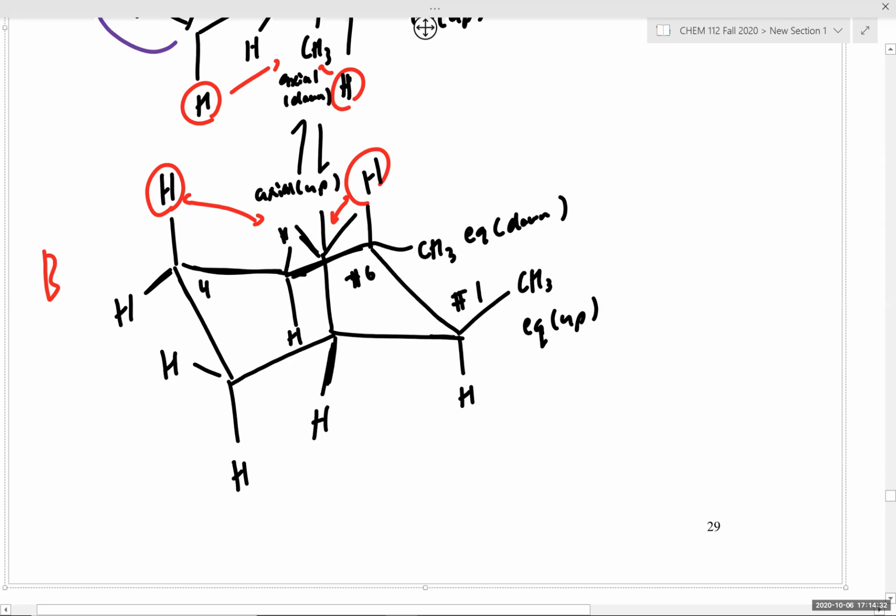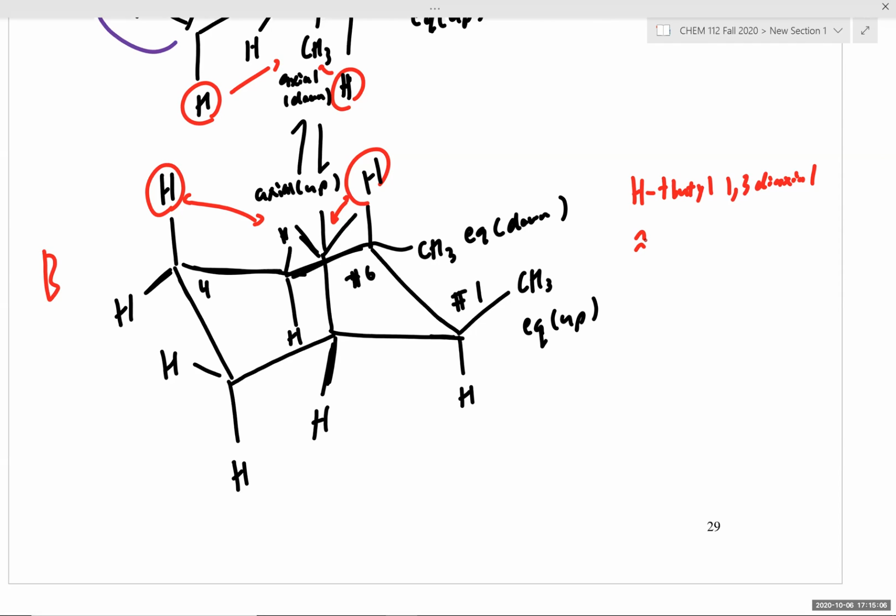Do we have any diaxial interactions at play in structure B? Yep, so we have a hydrogen T-butyl 1,3 diaxial interaction. So we have a T-butyl hydrogen 1,3 diaxial interaction. And looking at our notes, what's the approximate value of a T-butyl group 1,3 diaxial interaction?